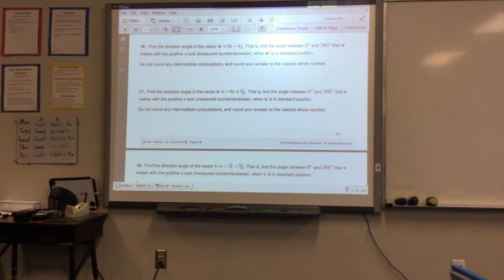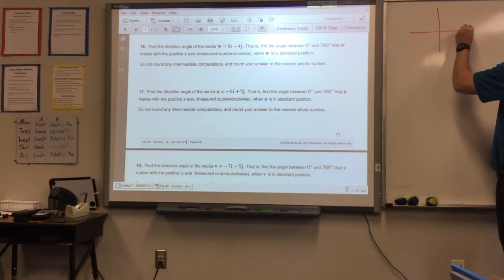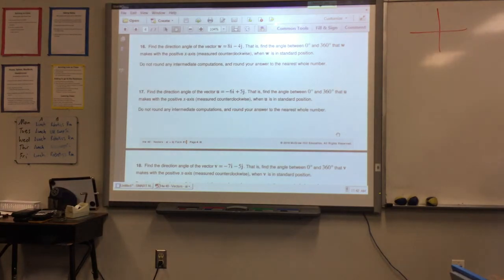Measured counterclockwise when the vector is in standard position. All right. I would recommend for these problems, you just sketch a picture here. 8i minus 4j. Rosa, which quadrant do you think we're going to be in? 8i minus 4j. The fourth. You are correct.